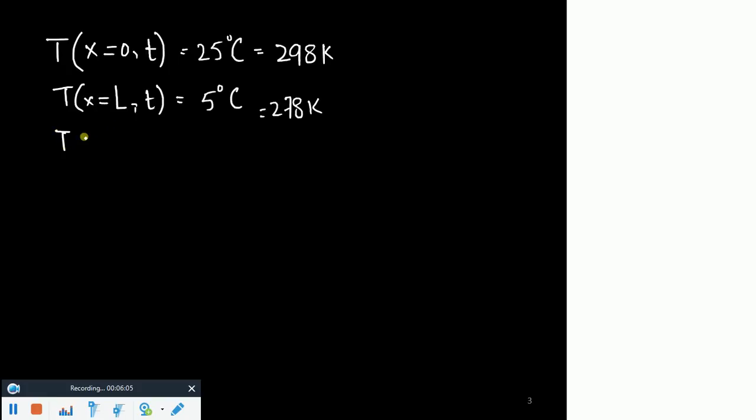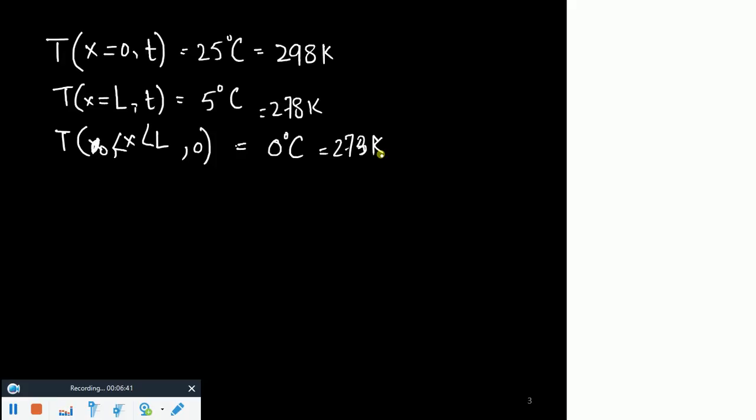So let's use the SI units. And then at all the x except those two boundary nodes, mathematically I can write x greater than 0 and less than L, and at time equals 0, let's say the initial condition is 0 degrees centigrade, and I just put it as 273 Kelvin.